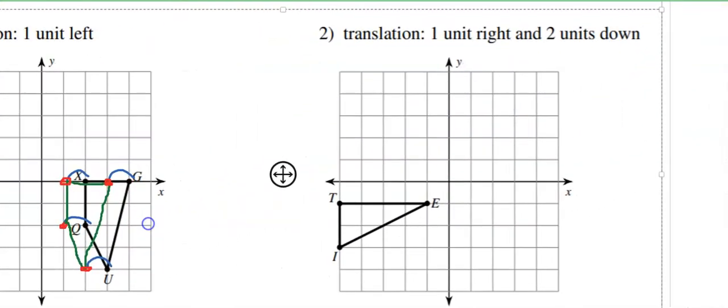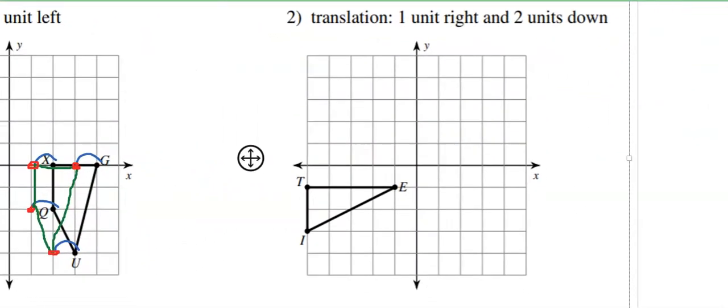If I look at number 2, it's asking me to make a translation 1 unit right and 2 units down. So my mark for T, if I move it once to the right and 2 spots down, I'm right here. I move it 1 spot to the right, 2 units down. And E, 1 spot to the right and 2 units down. Then I can go ahead and connect them. And now we have our translated image.